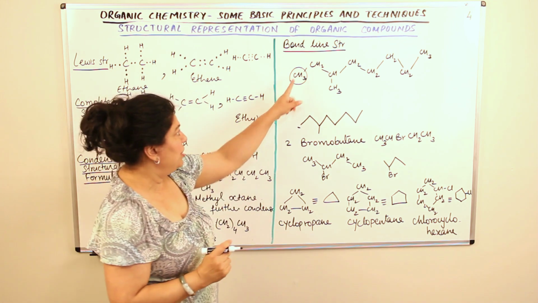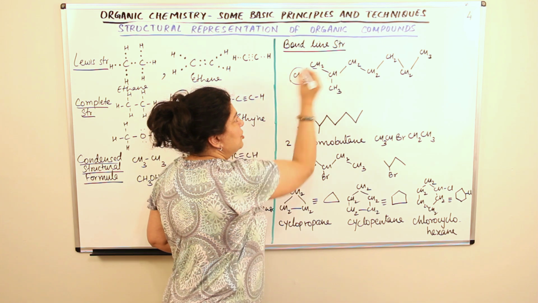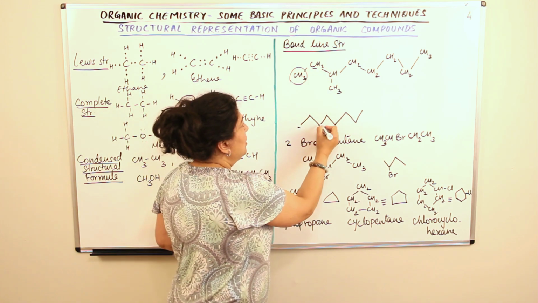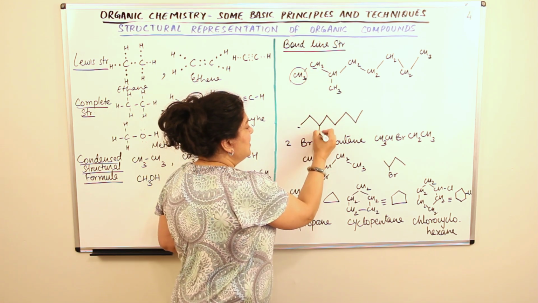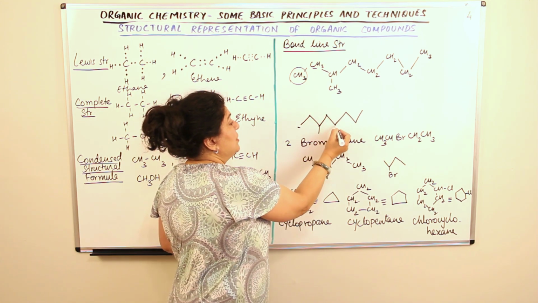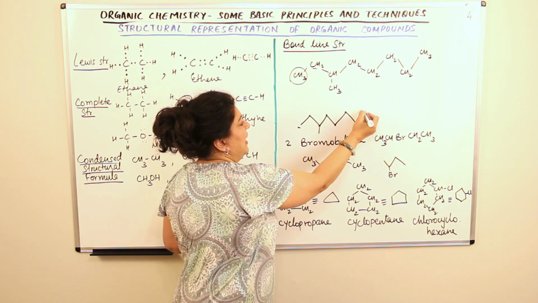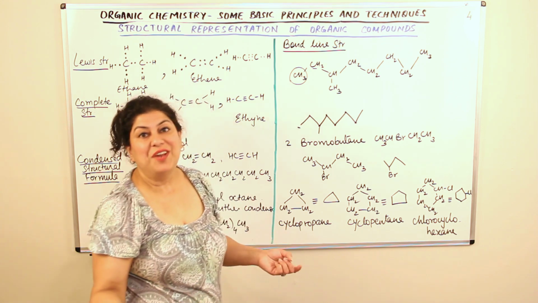I've made the same structure here. So any joint, what does it mean? A joint means it's a CH2. So this is a CH because there is a branch here. Since there's a branch here, this would be a CH. It's understood. This is a CH2, this is a CH2, this is a CH2, this is a CH2, and since this is the end, it will be a CH3.